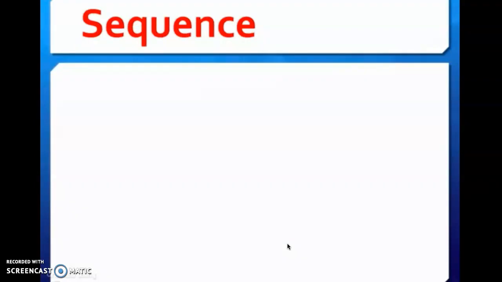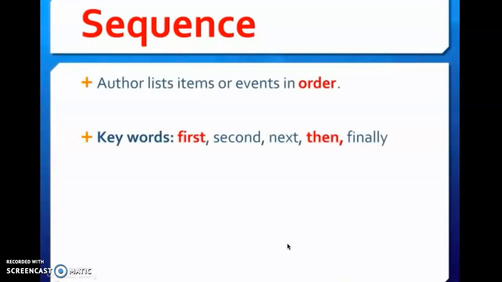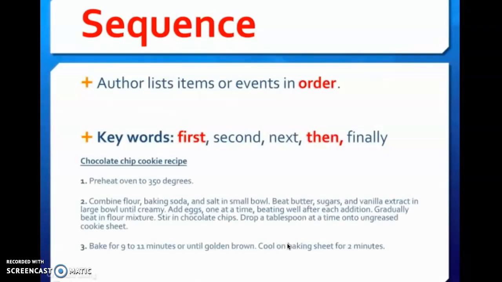The next type of text feature is sequence. This is when the author lists items or events in order. Sometimes it's in chronological order, which means it happened first, second, third, and then last. So some keywords to look for are first, second, next, then, finally. These types of transitions tell us that the information is being given sequentially in a specific order of how they happened. Here's an example. Recipes are organized into sequence.